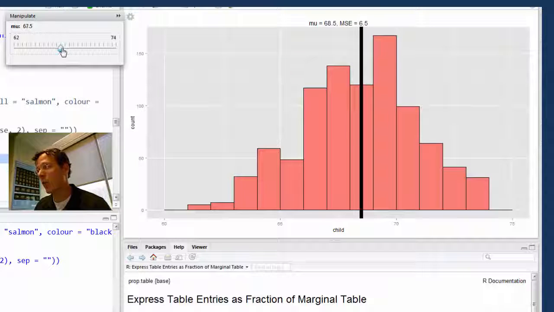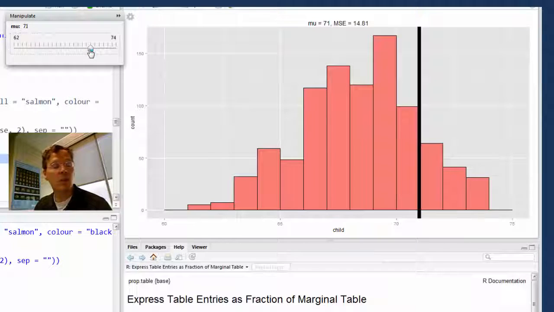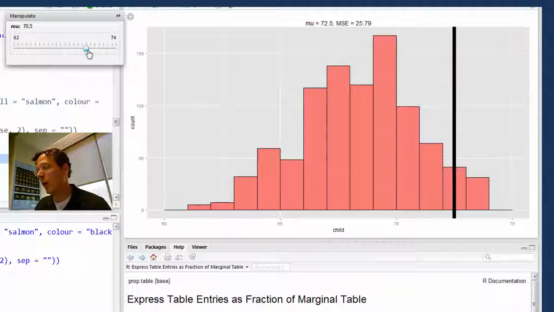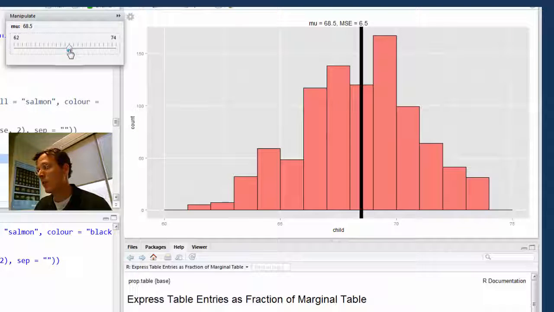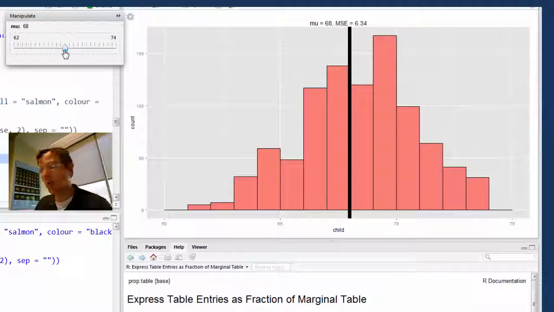And around there might be the best I can do. 6.34, now it's gone back up. And then notice if I move it way up, it gets large again. There it is at 14. So what you can do is play around and try to find the place that actually minimizes the sum of the squared distances between the observed data points and mu. This would be the point that balances out this histogram. Now we know the answer has to be exactly the average of the child's height, but you can actually experiment and see that it minimizes that function.